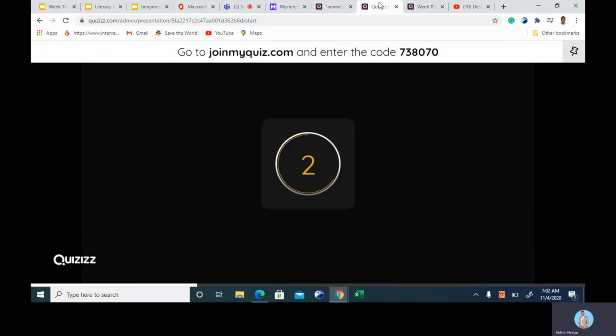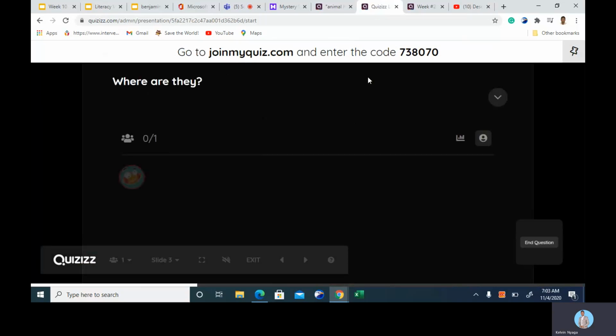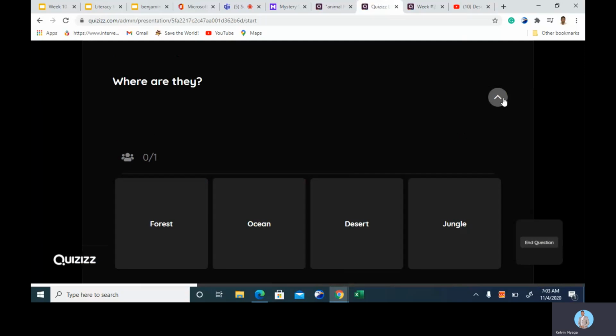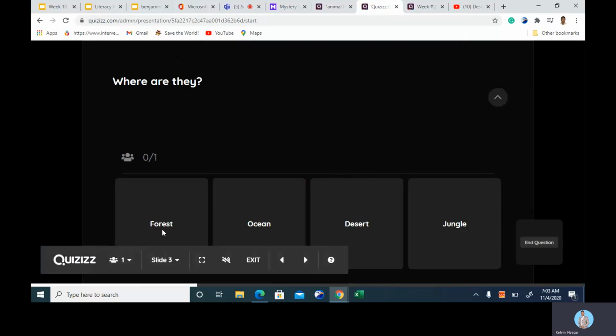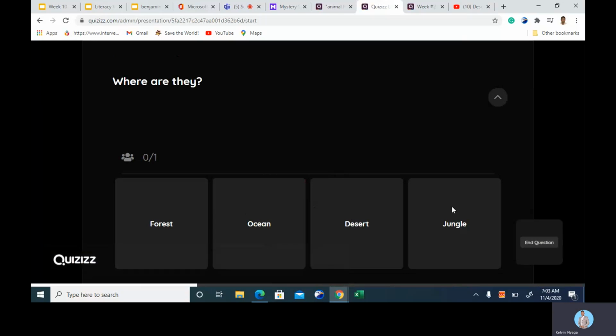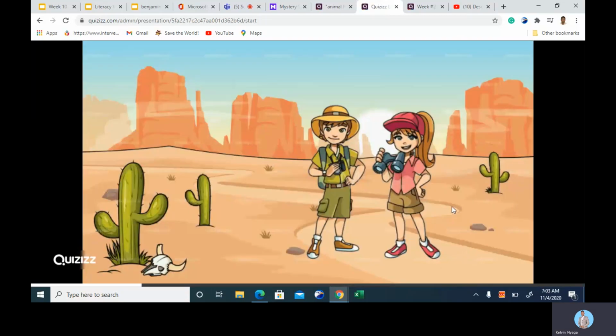Now, let's get to see. Oh, there is a question. Where are they? And we have different answers. Are they at the forest? Are they in the ocean? Are they in the desert or in the jungle? Well, when you look at the picture, where are they? One, they are in a very dry place. Yeah, and the place looks hot. Look at the skull that's right below the cactus. It looks very hot. So they are in a very hot and dry place.